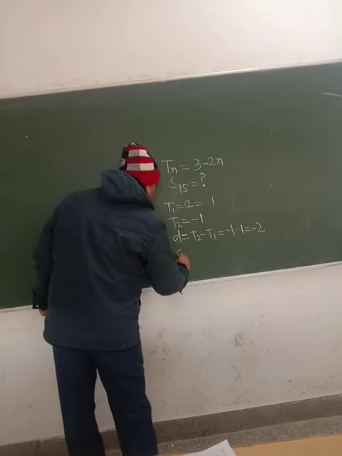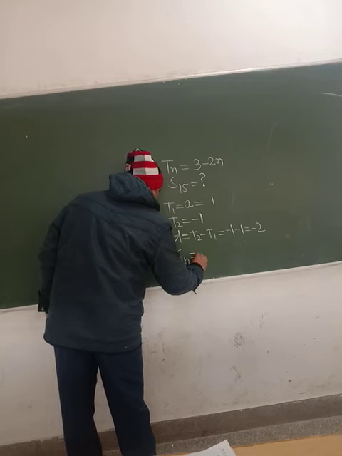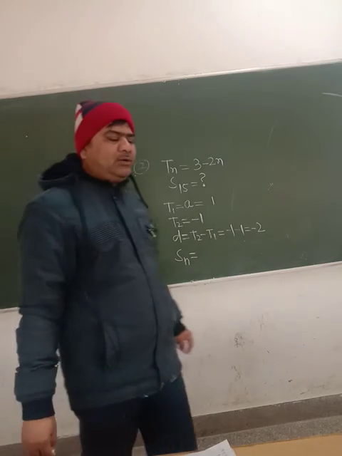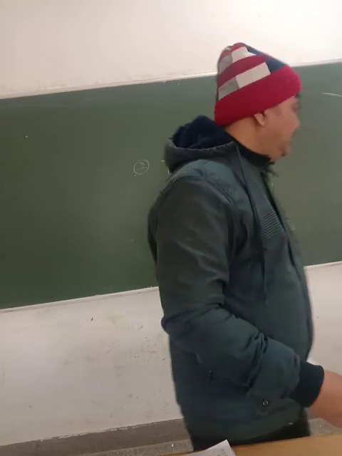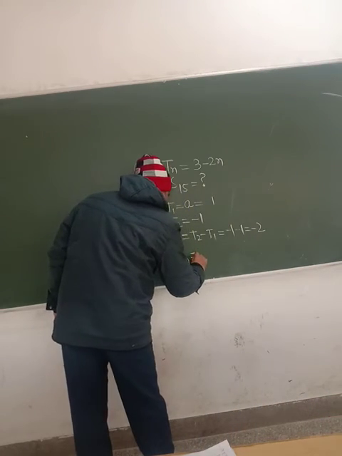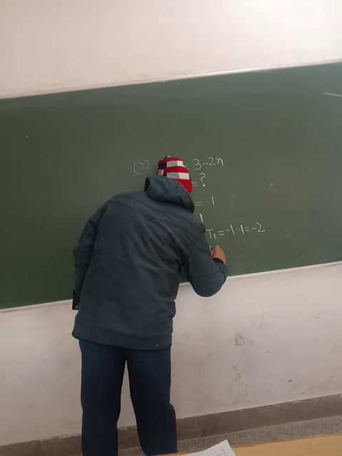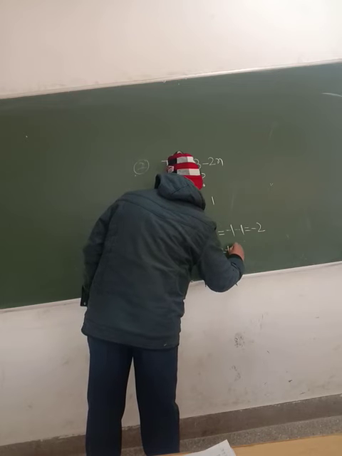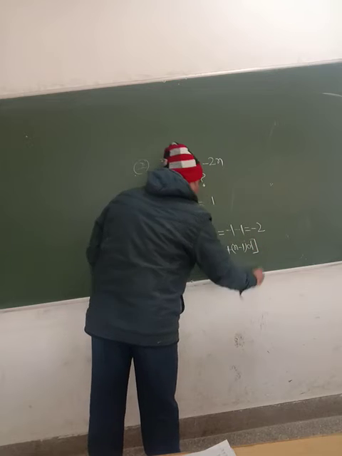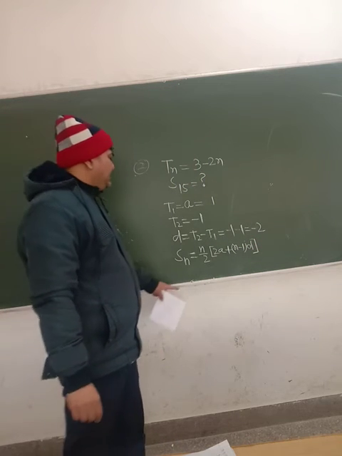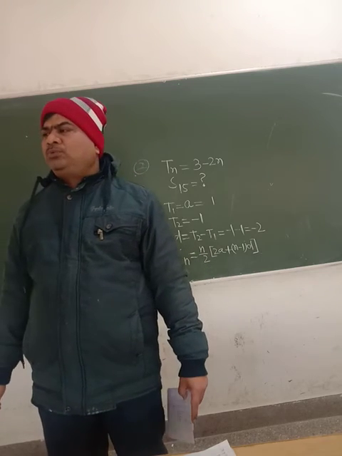So better you use formula S15. First of all, you write down the formula so that you can get at least half mark from that part also. For writing the correct formula, you will get half mark. So Sn is equal to n upon 2 in bracket 2a plus n minus 1 into d. Or other way is that you can find T15 and use the formula n upon 2 into a plus l.